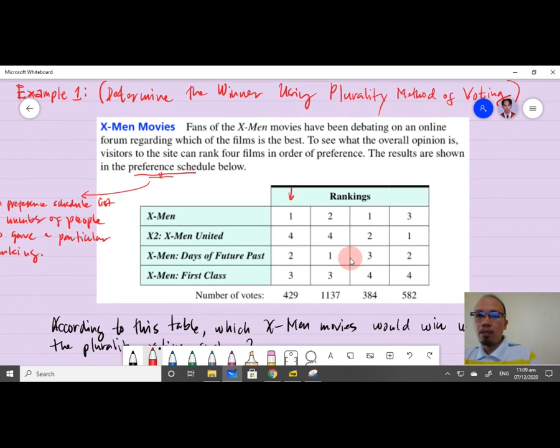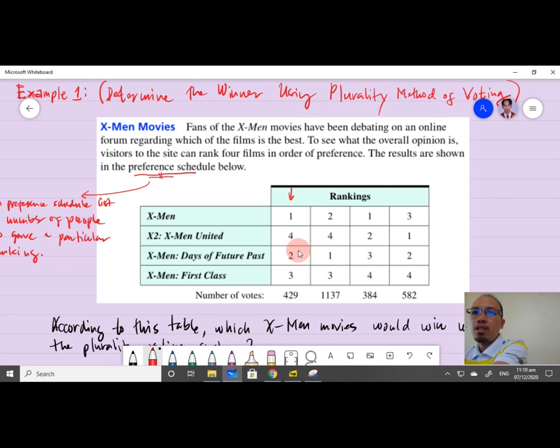Every voter here, so there are 429 voters here. The voters in this column are voter number 1, 2, 3, up to 429. For voter 1, this is his or her preference: 1, 4, 2, 3. Voter 2, the same until 429. For the other voters, this is their preference.